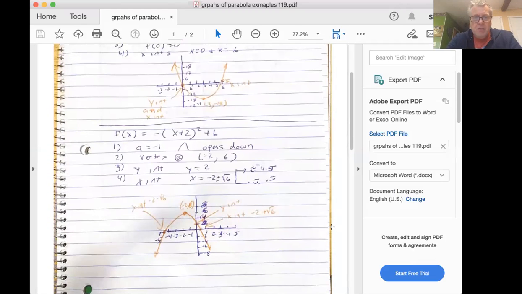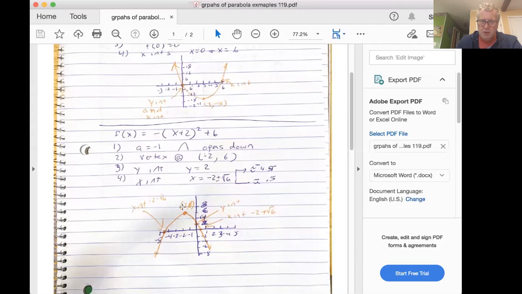I have f(x) equals minus (x plus 2) squared plus 6. Again, a is minus 1, opens down, vertex is at (-2, 6). My y-intercept is y equals 2. My x-intercepts are at minus 2 plus and minus the square root of 6. So I plot the vertex. I plot the first intercept at minus 2 minus square root of 6, which was about negative 4.5. I plot the second x-intercept, which is at minus 2 plus square root of 6. So I have both intercepts plotted. Okay? And then I connect.